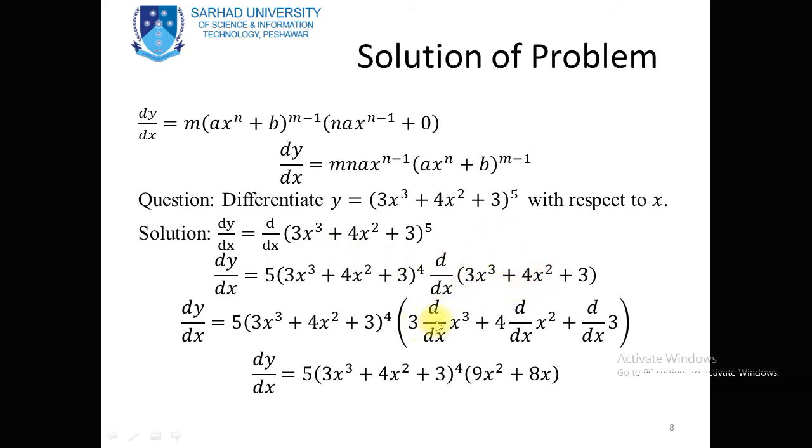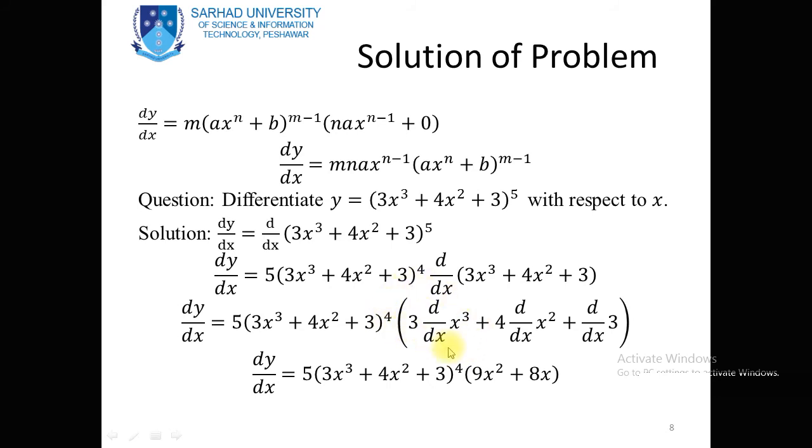So 3 stays as it is, and take the derivative of x cube. 4 stays as it is, and take the derivative of x square, and take the derivative of 3. The derivative of 3 will be equal to 0, and you see over here 5 times 3x cube plus 4x square plus 3, whole power 4, and take the derivative of x power 3 using the power rule.